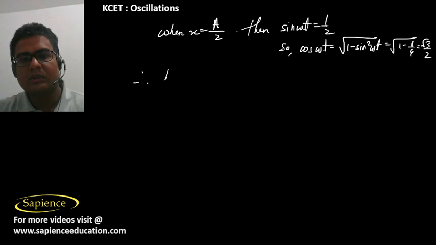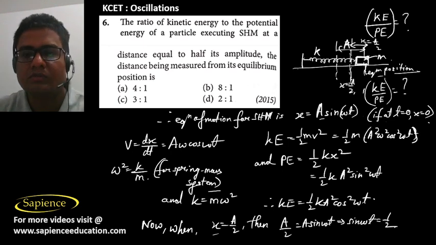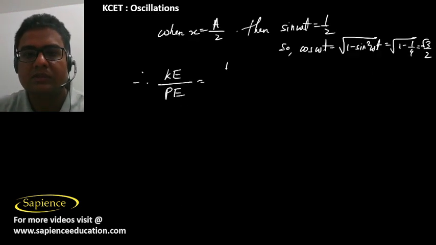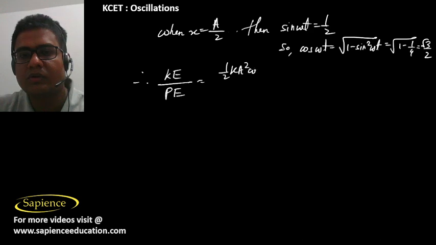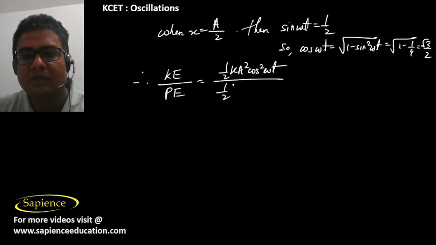Now therefore, the ratio of kinetic energy to the potential energy. So kinetic energy is half k a square into cos square omega t, divided by the spring potential energy, that is half k a square into sine square omega t. So half k a square will cancel.